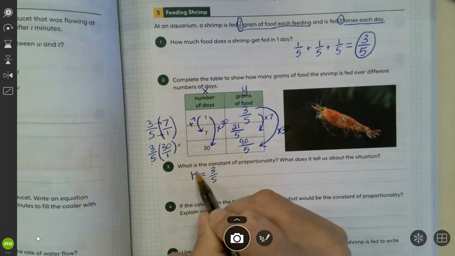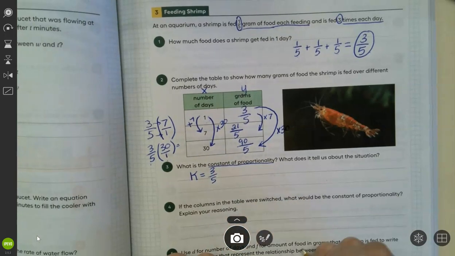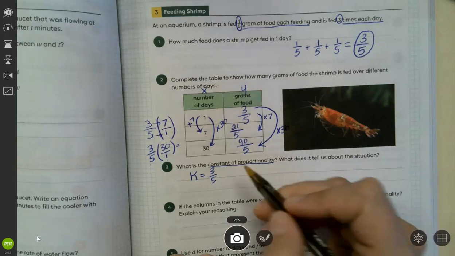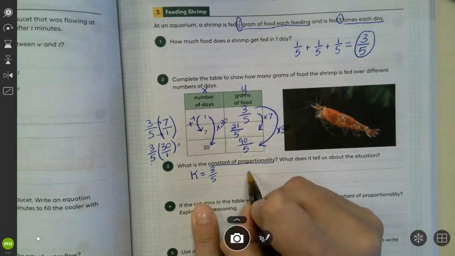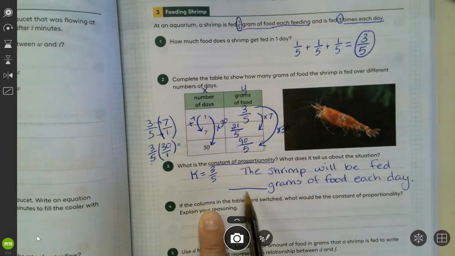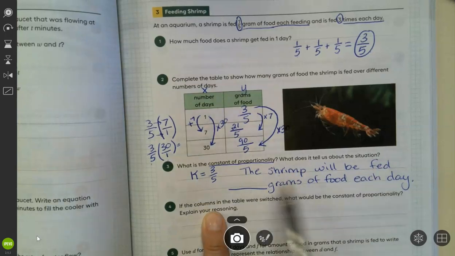Remember that K is the variable that we use to represent this phrase. It's just a short way of doing it because mathematicians are lazy. What does 3/5 tell us about the situation? Okay, 3/5 just means that the shrimp will be fed blank grams of food each day. What number do you think goes here? The shrimp will be fed how many grams of food each day? Write this sentence and fill in the blank. Pause the video to do that now.